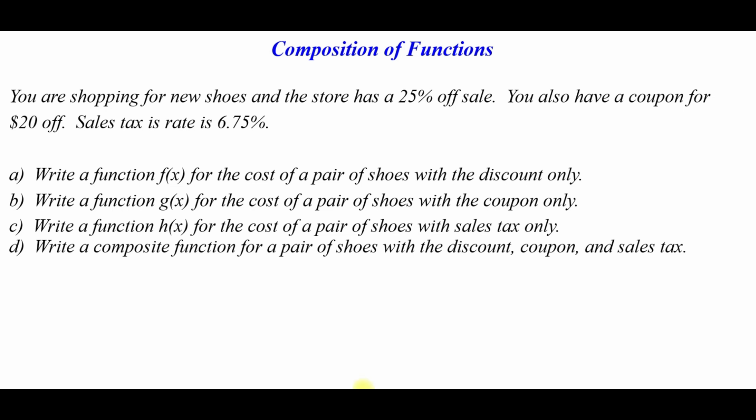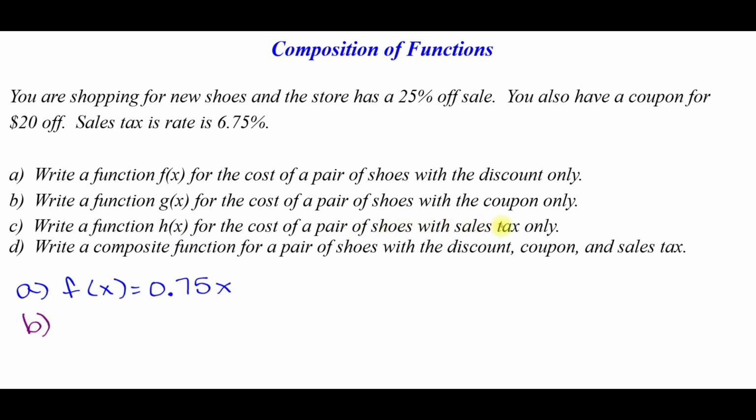So first thing we're going to do is write a function f of x for the cost with the discount only. So f of x is a 25% off sale. So remember, if 25% off, we're actually paying 75% of the price. So my simplest way to represent that would be the cost of the shoes with the discount is 0.75x.